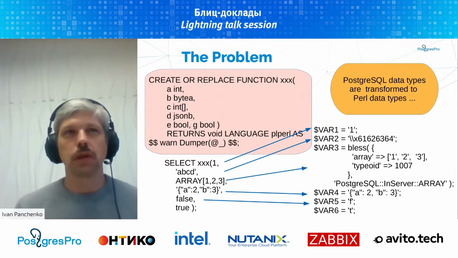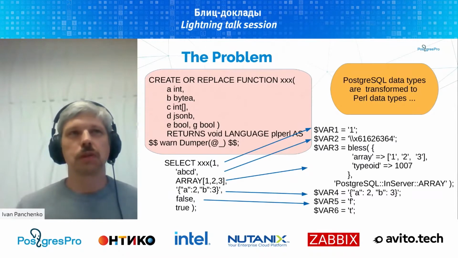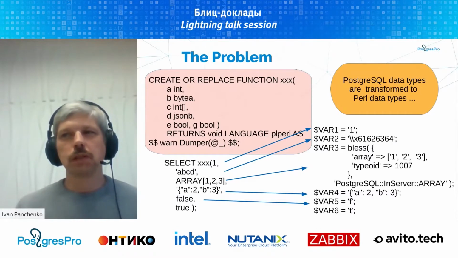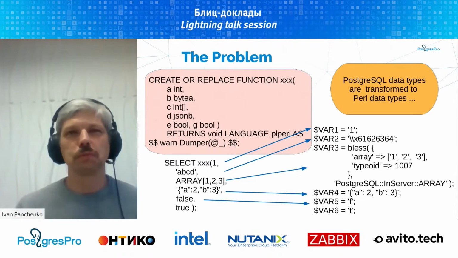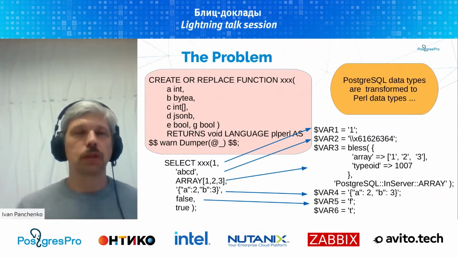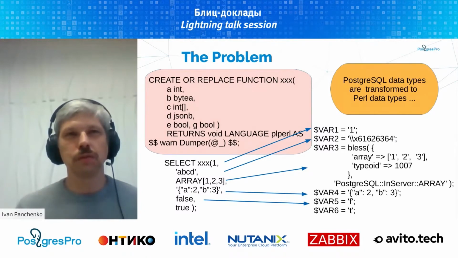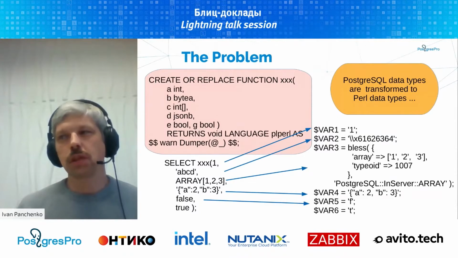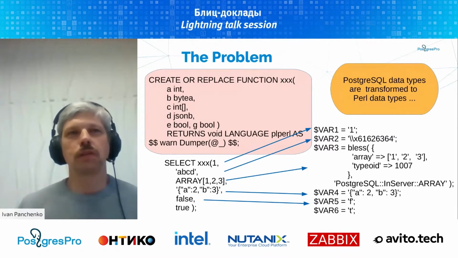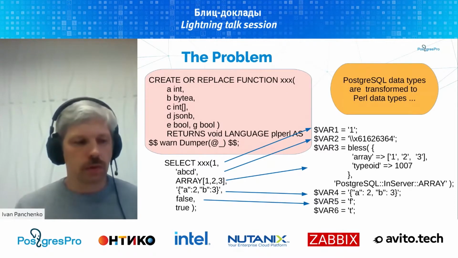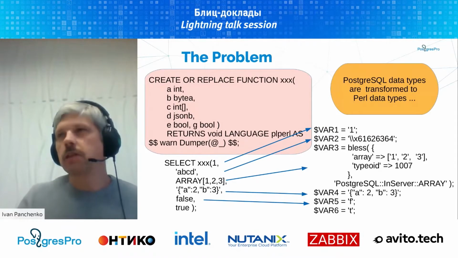So we can see that int was received in a simple way, as a text. The bytea was received in a quite bizarre form. The array was received in a similar way, looking just like an array, but not quite a trivial one. JSON was just a text, and even more unpleasant, the bool type was also sent in the form of text. And of course that is terrible, because from the Perl point of view, it's not just false, but true, just like any other non-empty line.